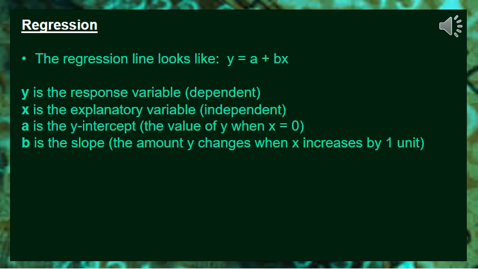So here, y is the unknown. It's the dependent variable. It's the response variable. You have to predict. x is the value of the explanatory variable. It's the value of this quantitative data. a is the y-intercept. It's the value of y when x equals 0. And b is the slope. It's the amount y changes when x increases by 1 unit. So b can be positive if there's a positive correlation, and it is negative in the case of a negative correlation.